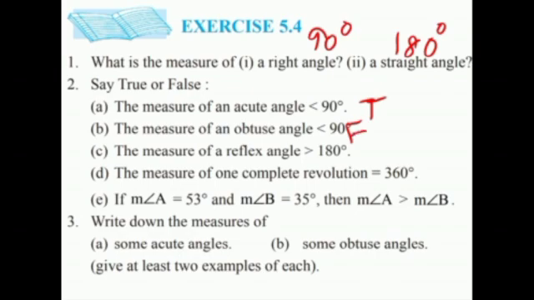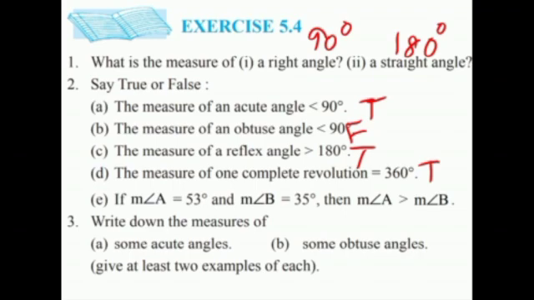See the C part. Say true or false. The measure of a reflex angle is greater than 180 degrees. Yes, it is true. Greater than a straight angle means it is a reflex angle. See the D part of the question. Say true or false. The measure of one complete revolution is 360. Exactly 360. So the statement is true.